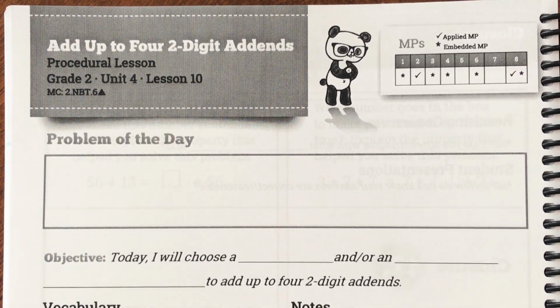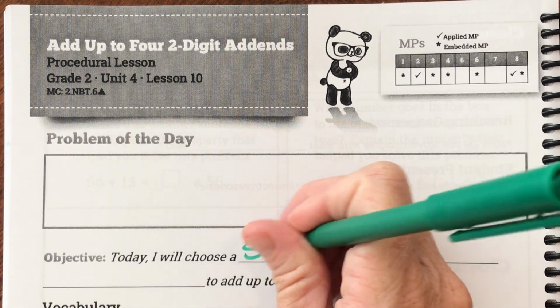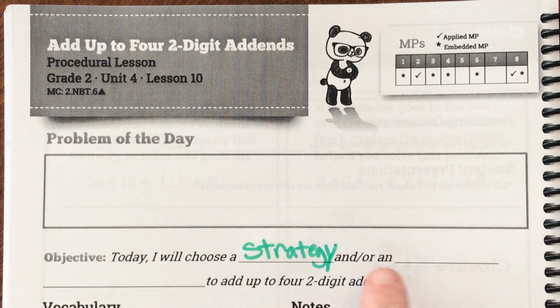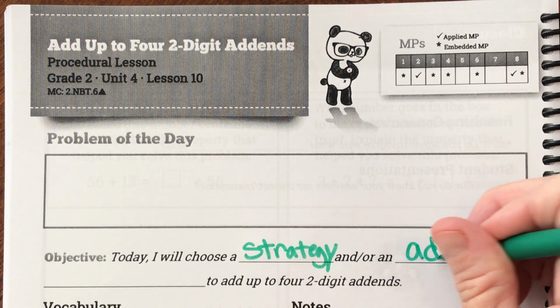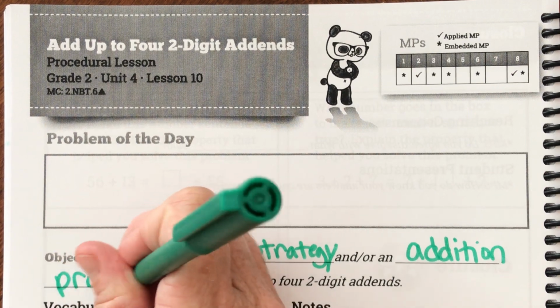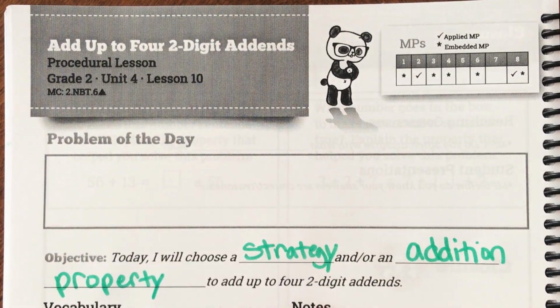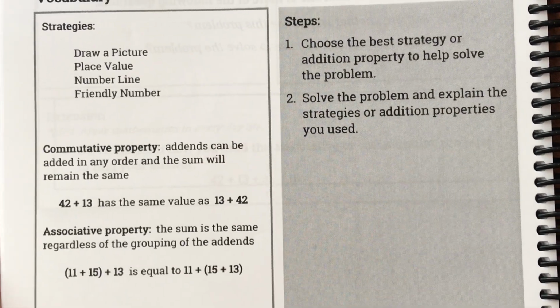Today we're on page 253 of your student journal, page 253, and our objective says, today I will choose a strategy and/or an addition property to add up to 4 two-digit add-ins. Okay, so we've learned a lot of different strategies, and today we're just going to be using them. So let's look at our strategies.